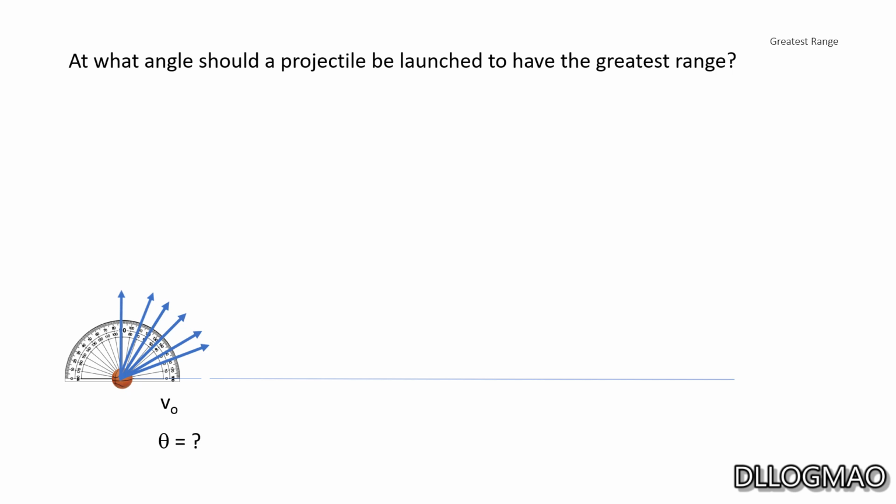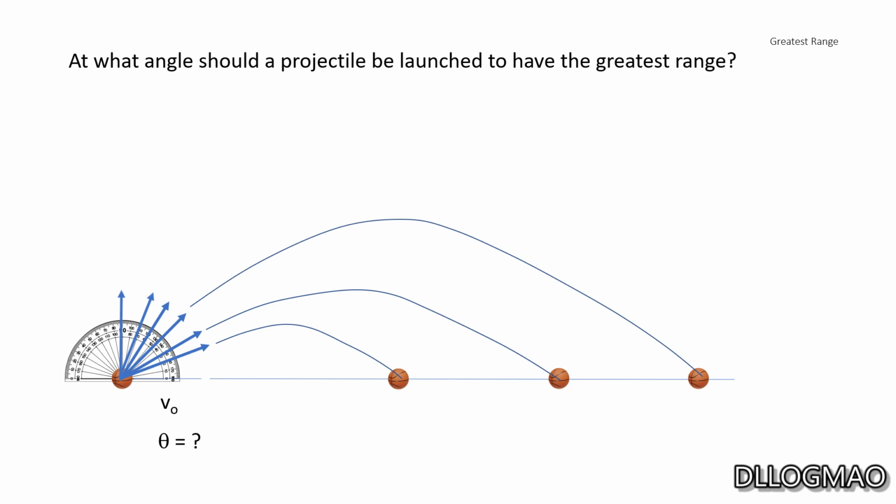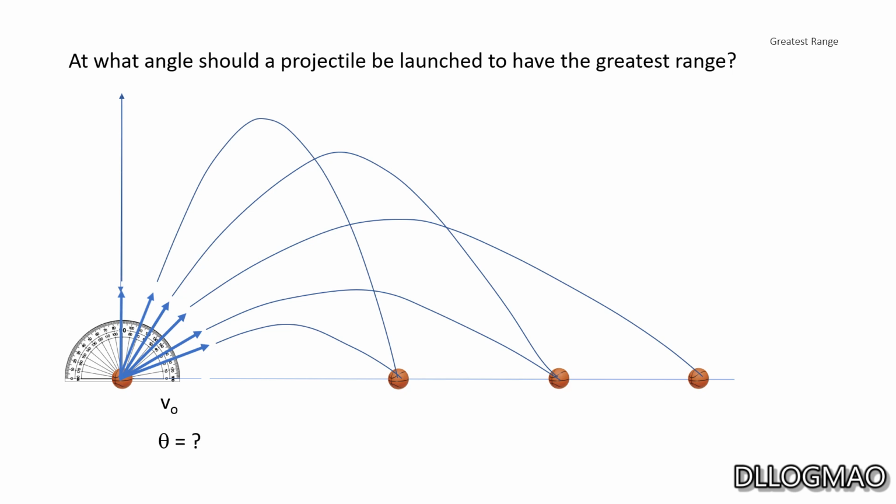Let's observe the trajectory at 20 degrees, at 30 degrees, at 45 degrees. Notice that the range increases from 20 degrees to 45 degrees. How about at 60 degrees, at 70 degrees, and at 90 degrees? The range decreases from 45 degrees to 90 degrees. The diagram shows that the greatest range is attained when the projectile is launched at 45 degrees.